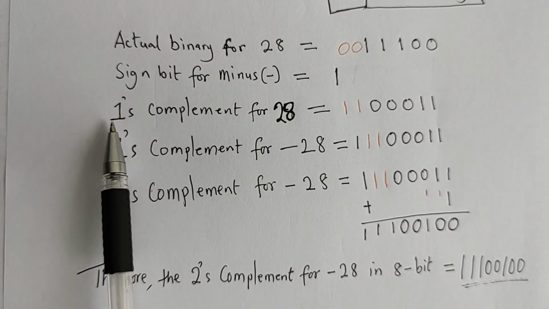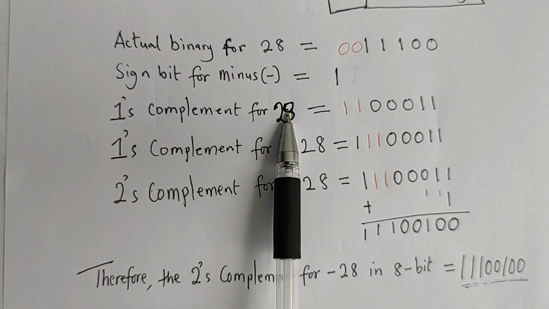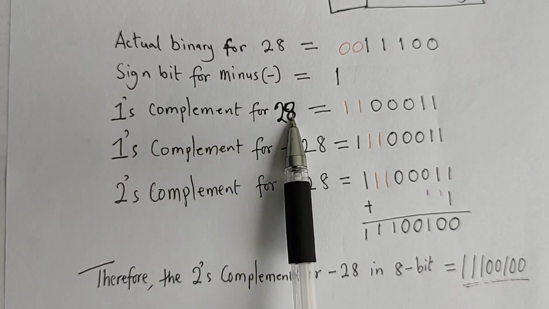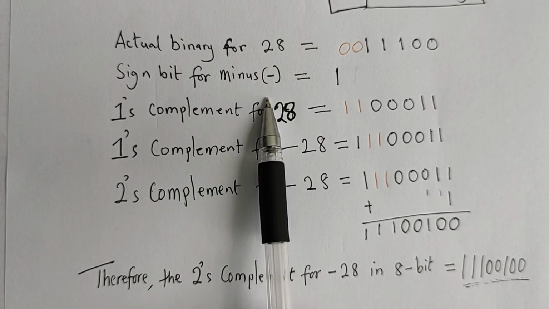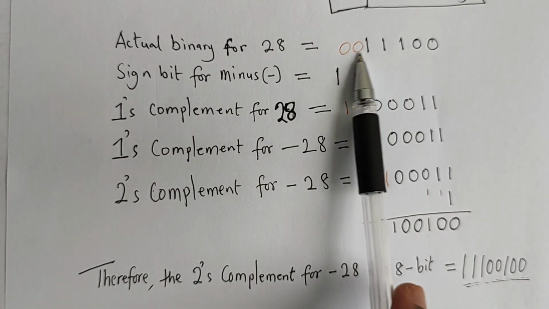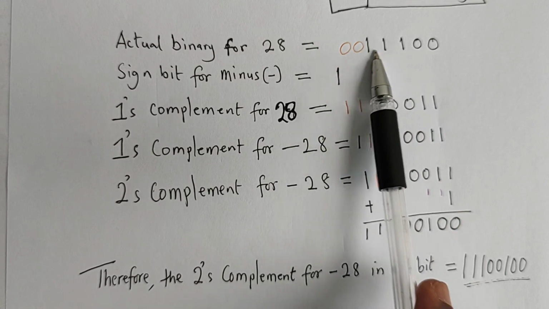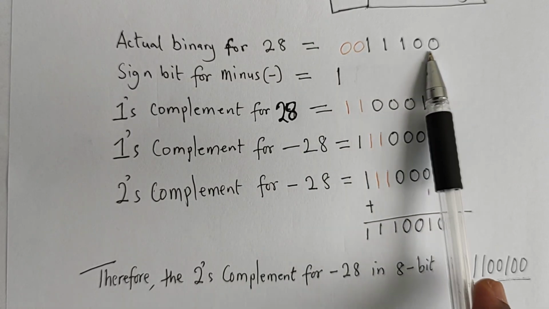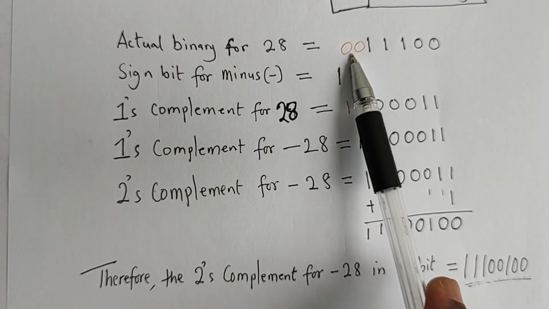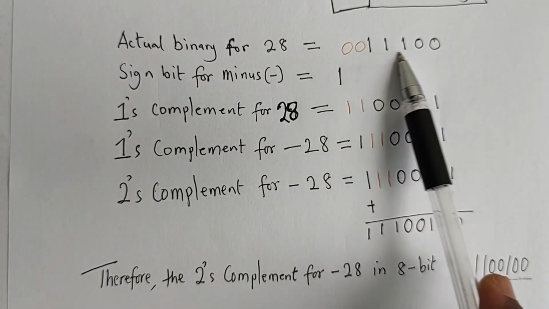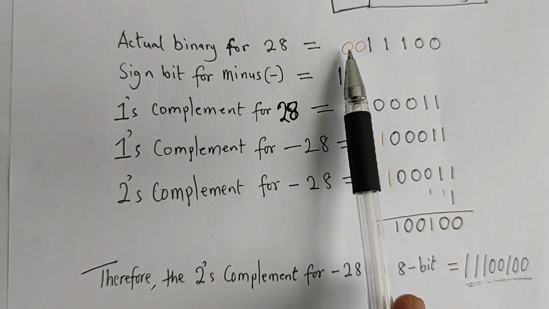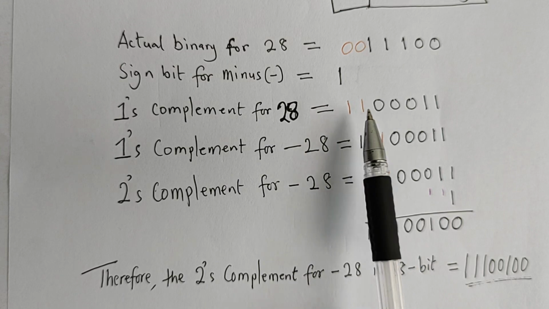Now let's go over to the 1's complement for 28. To obtain the 1's complement for 28, we need to take the inverse of this value. What you have here is now regarded as the magnitude bits. So we need to take the inverse of the magnitude bits. Taking the complement of 28, the complement of 0, 0 is going to be 1, 1.